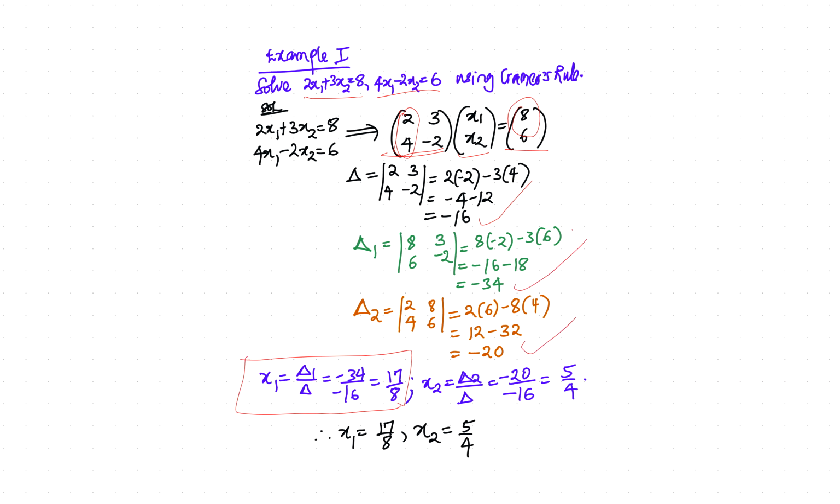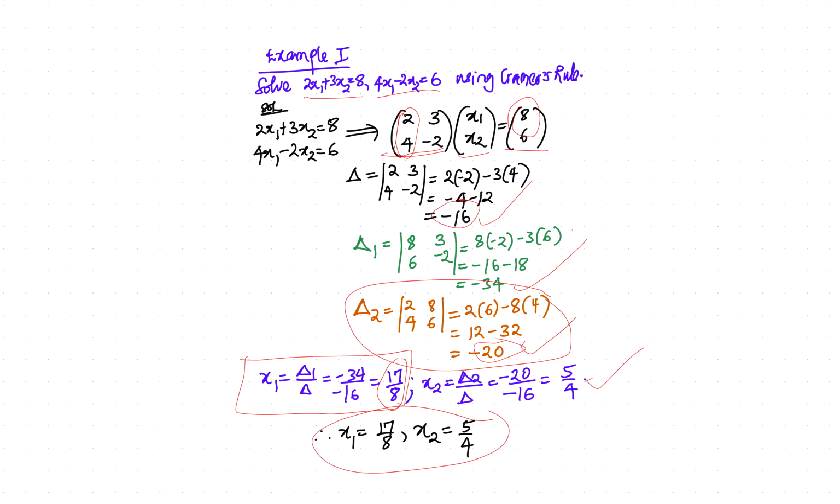Then, of course, x2 will be the second determinant where you replaced the second column with the right-hand side. And that is minus 20 over minus 16, and that gives 5 over 4. So finally, the results are x1 is 17 over 8, x2 is 5 over 4.